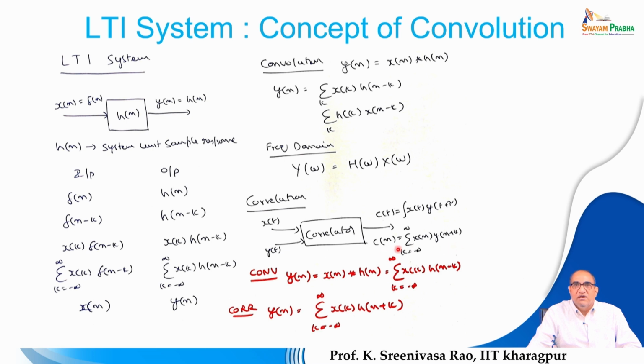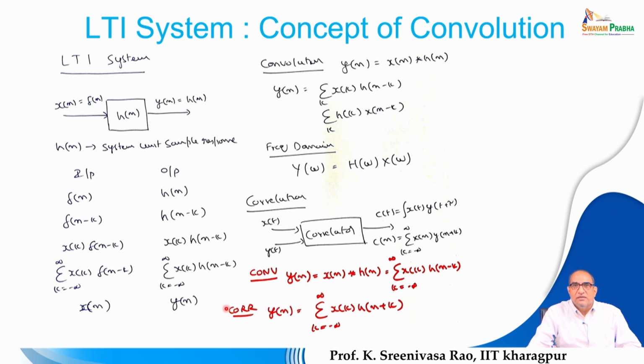Its equivalent in discrete time, for a discrete signal, will be this one. C of n is nothing but the summation of x of n into y of n plus k. This is very similar to the convolution. In convolution, this is h of n minus k, whereas here it is y of n plus k. Other than that, convolution and correlation resemble each other very closely. This is the correlation between the two signals x of n and y of n in the discrete domain. These are the same expressions I just mentioned, highlighted here.